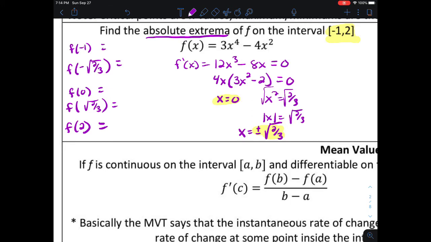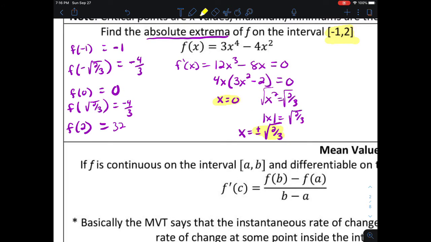Okay, so we've plugged all of these candidates, our endpoints and all the critical numbers, back into f, and we have all the corresponding y values. Now, we're looking only at the y values. The biggest y value is the absolute max. The smallest y value is the absolute minimum.